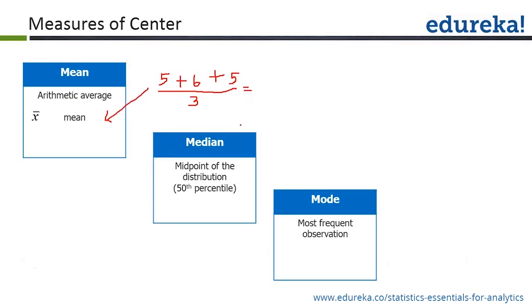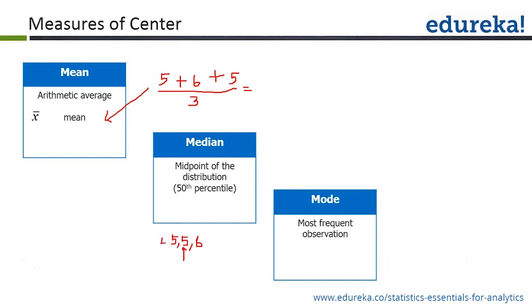Coming to the median, it refers to the midpoint of the distribution. If one has to calculate the median, the way to do this is to sort the numbers in ascending order. So here the numbers can be sorted like this: 5, 5, 5, 6. Here you will realize that the midpoint of the distribution is this. Through which you can say that 50% of the guys.